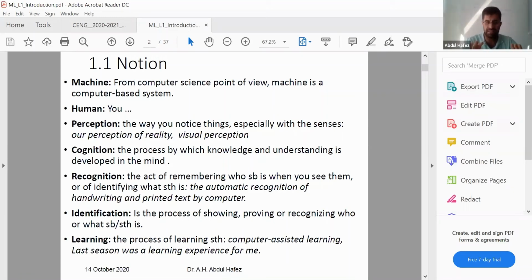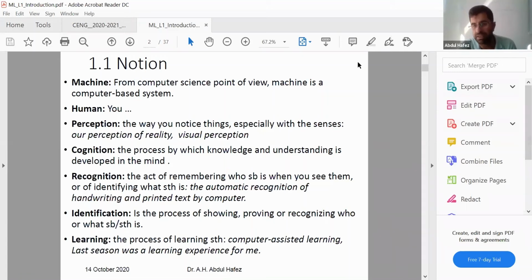Okay, let's be clear now. I need this again when I want to distinguish between machine learning and pattern recognition. How is pattern recognition different from machine learning? So let's remember, machine learning is teaching the machine to be able to recognize the object. So the action is the recognition, but the algorithm is a learning algorithm.